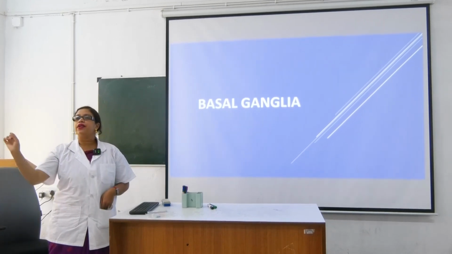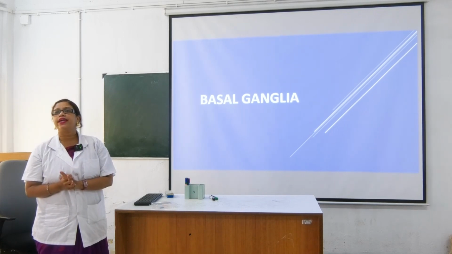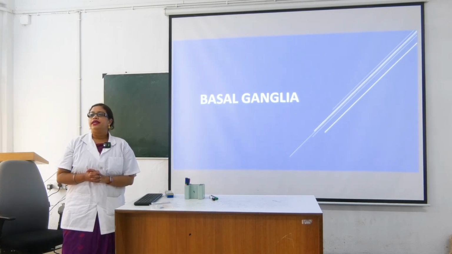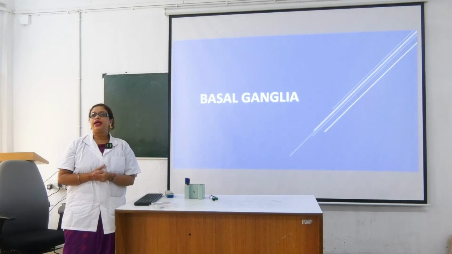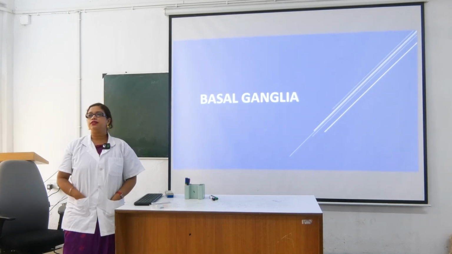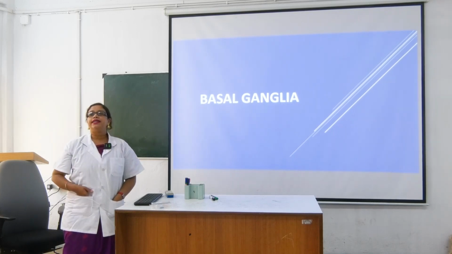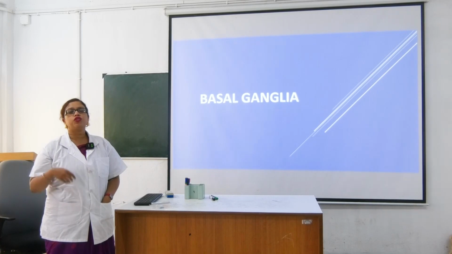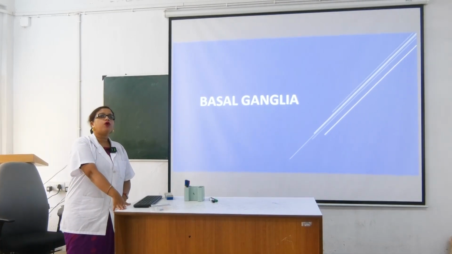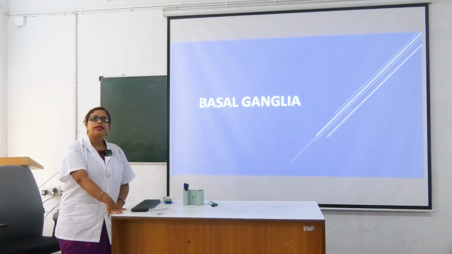Okay, so what is the location? Write it down. Why it is misnomer? Because it is located inside the brain, just below the cerebral cortex, okay, and write it down, that's why it is also known as subcortical nuclei. Subcortical means it is present below and deep to the cerebral cortex.